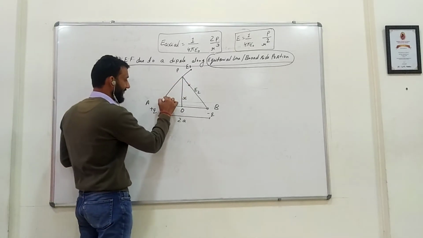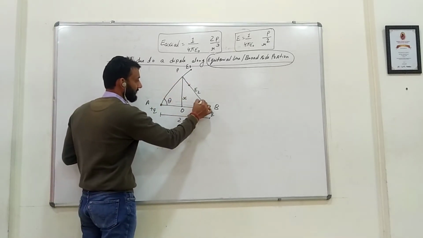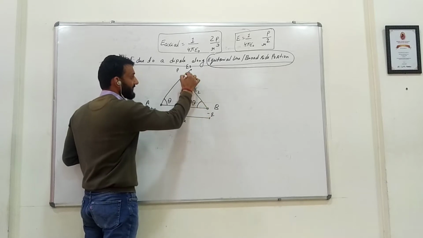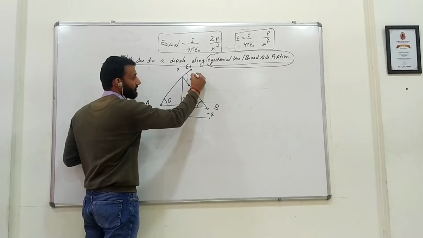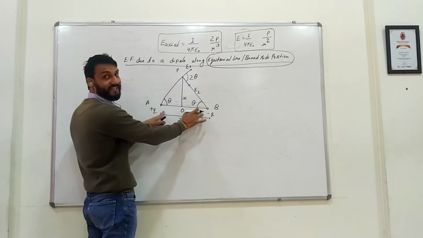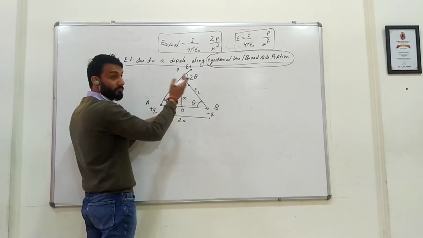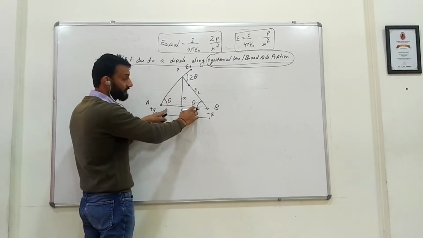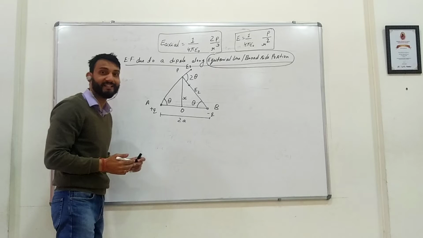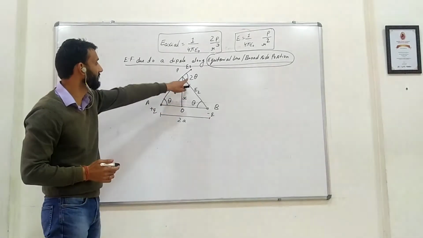Now if I take these angles as theta and this as theta, so this angle being an exterior angle will be 2 theta, the sum of two opposite interior angles. Exterior angle property of a triangle: exterior angle is equal to the sum of two opposite interior angles. So that will be 2 theta.